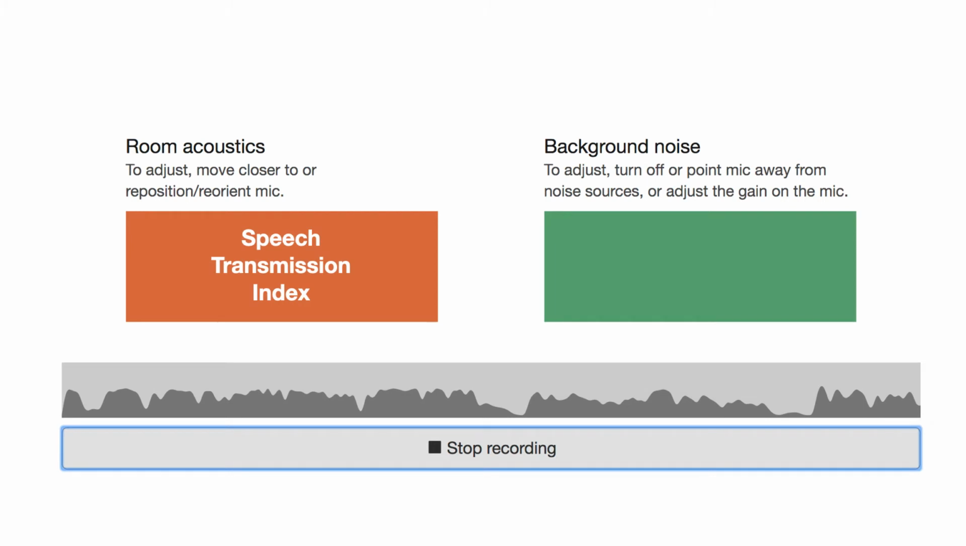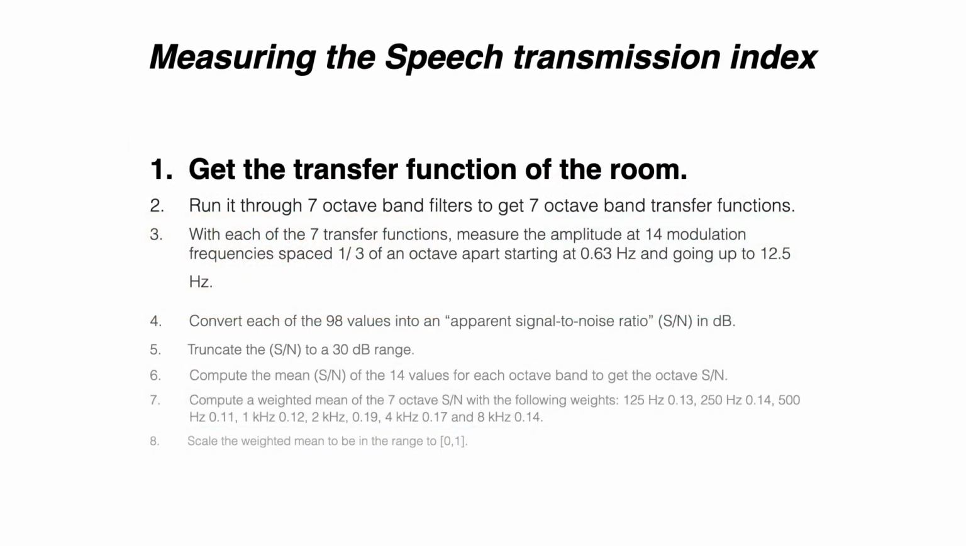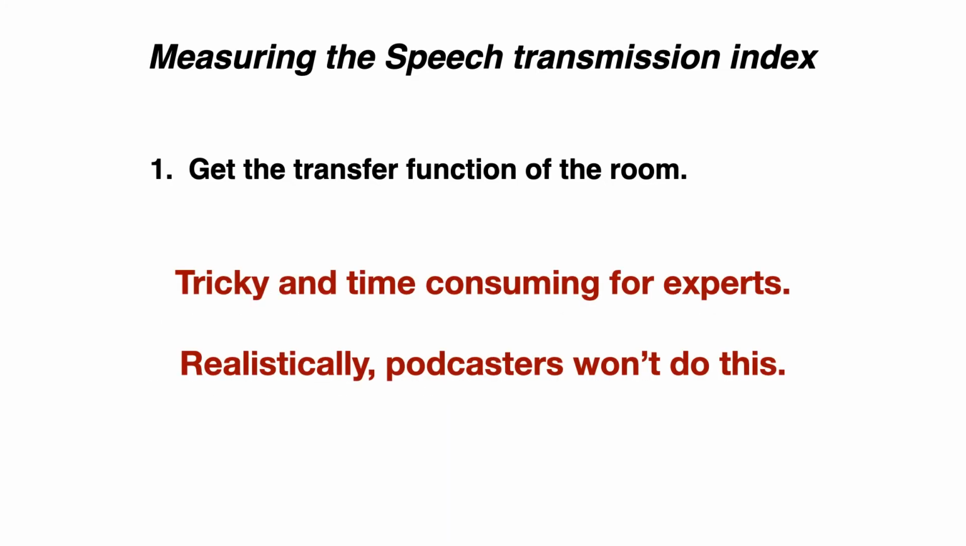So how do we do this? Well, for room acoustics, the boominess, the reverberance, we measure the speech transmission index, which is a well-known measure of speech intelligibility. Now, the catch is normally to measure the speech transmission index, you have to get the transfer function of the room you're in. And this means recording sine sweeps or various things. It's an involved process, and generally we can't expect an end user, especially a novice, to do this for every room that they're going to record in.